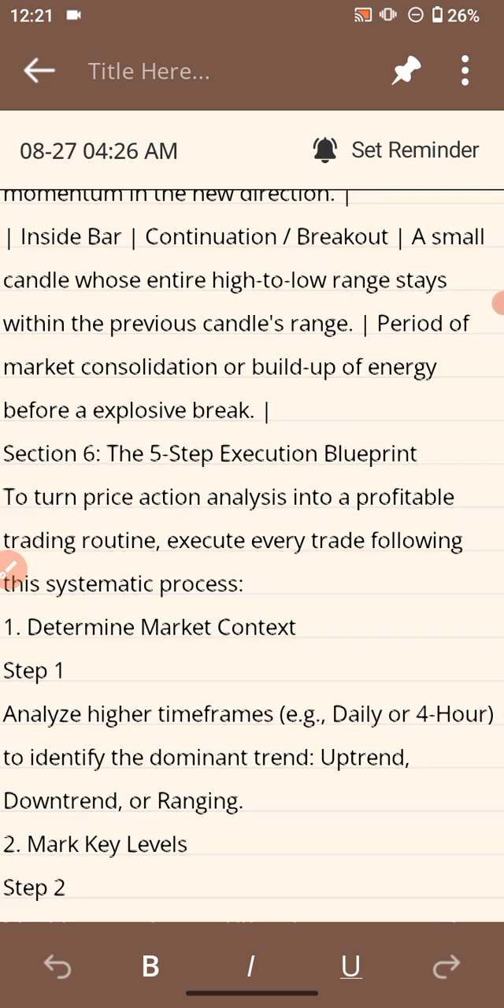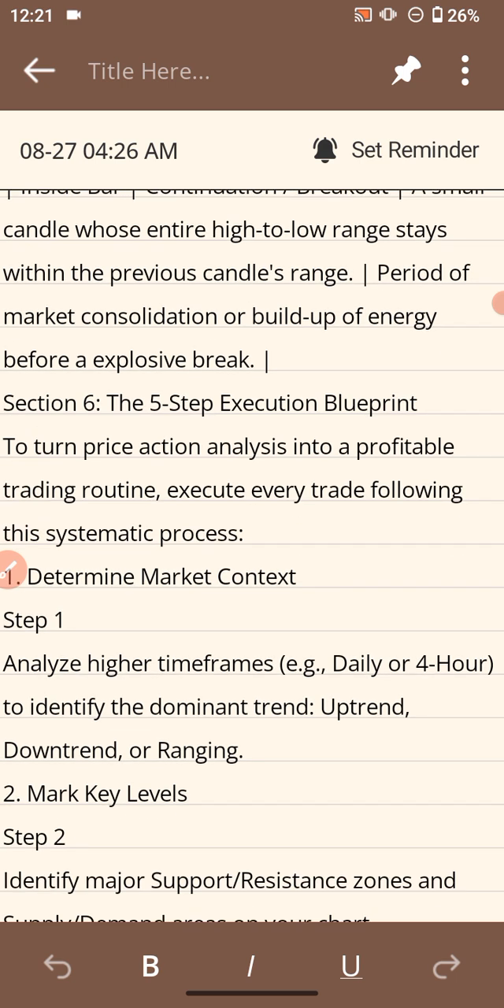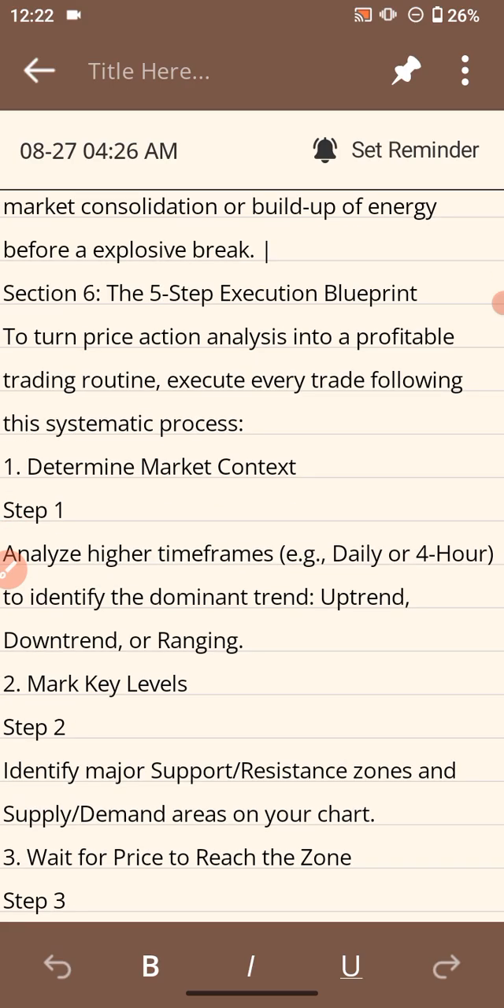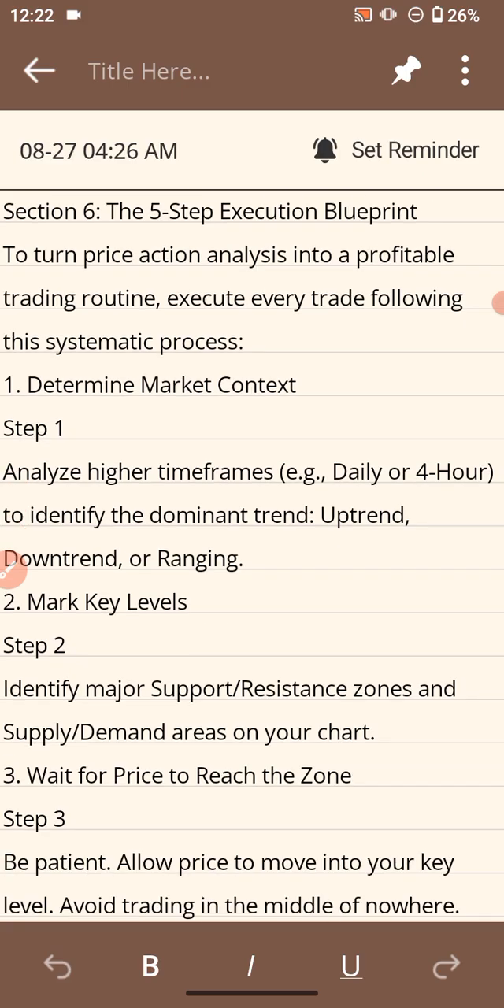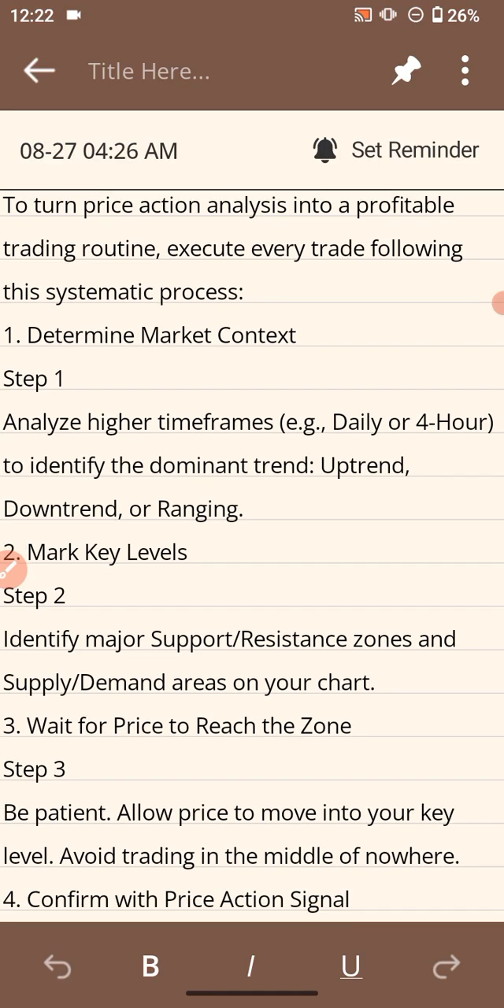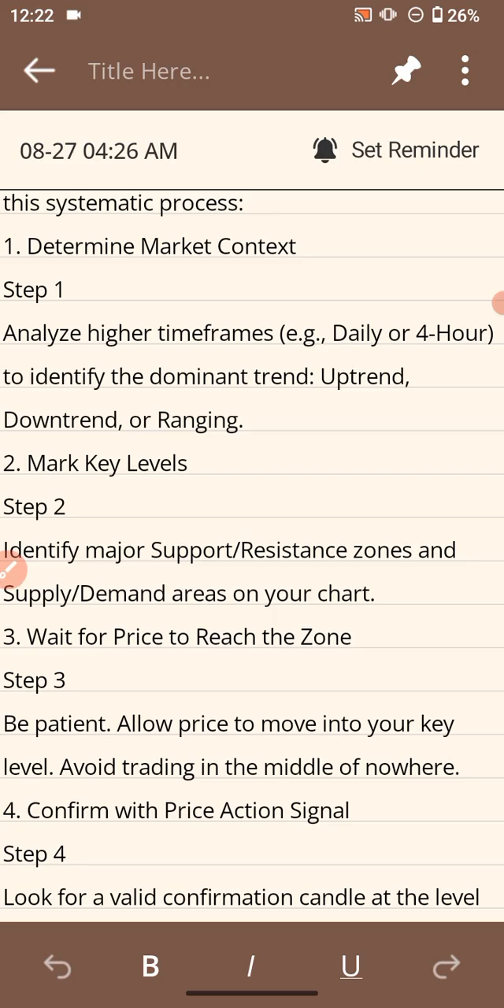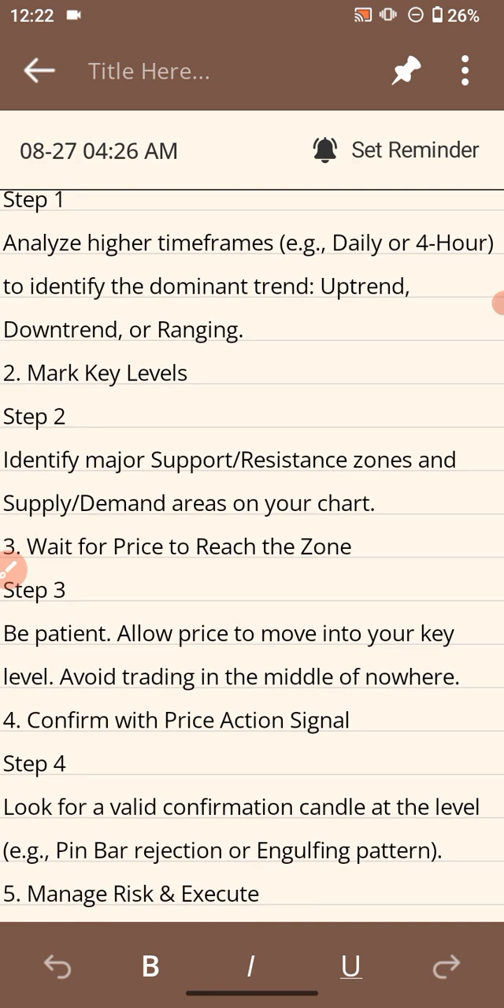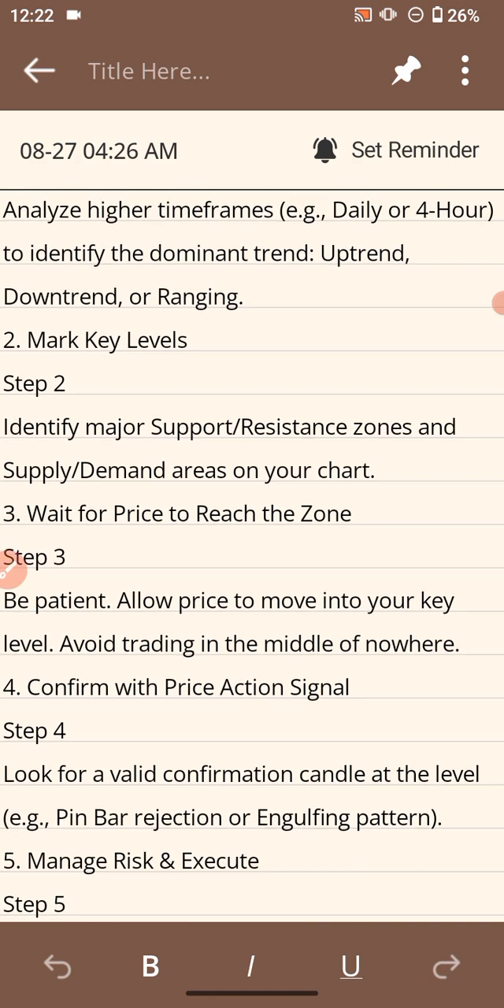So section 6 of this reading is the 5-step execution blueprint to turn price action analysis into a profitable trading routine. Execute every trade following the systematic process. Now, number 1, determine market context. Step 1, analyze higher time frames, e.g. daily or 4-hour, to identify the dominant trend: uptrend, downtrend, or ranging.